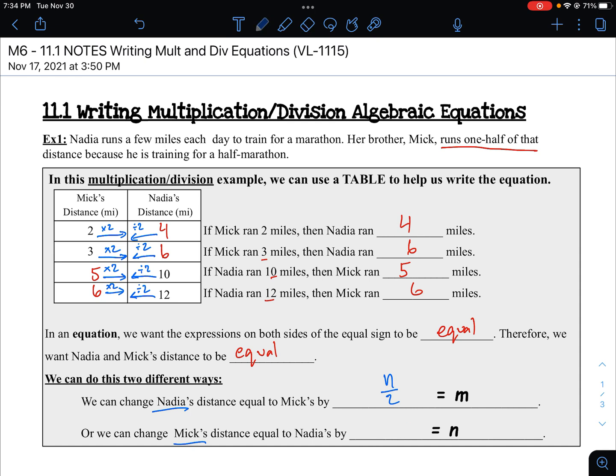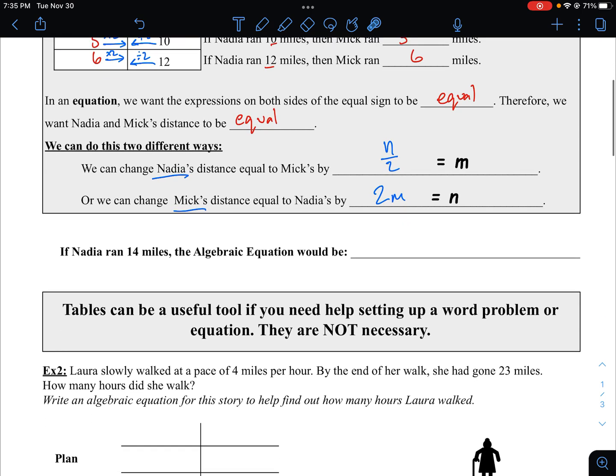The preferred way of writing that is not m times 2 like that, because that looks too much like mx2. The preferred way of writing that is actually 2m. So if I multiply Mick's distance by 2, I get Nadia's distance. So on to a more specific question. They're going to give us more information.